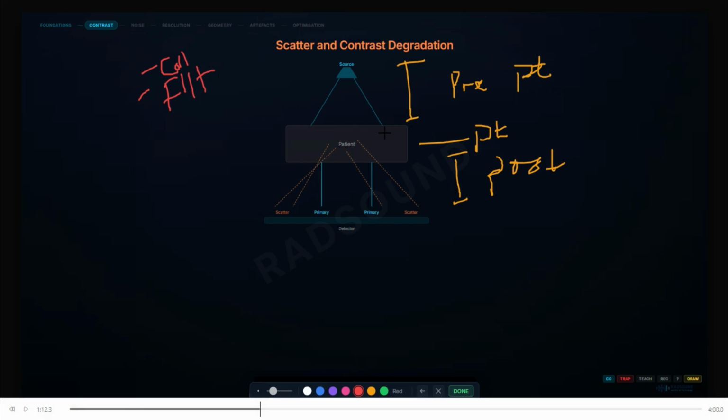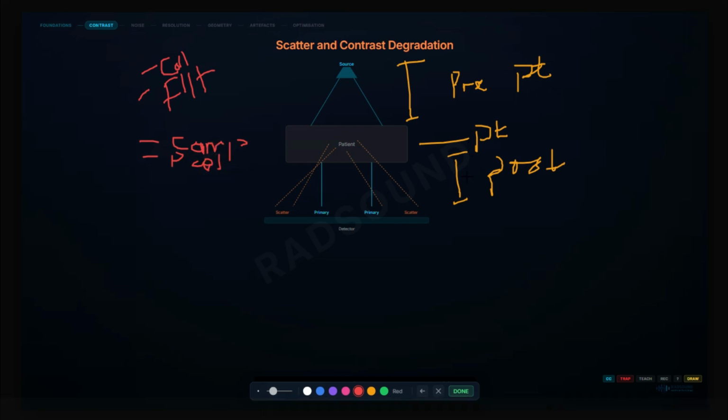So now the photons reach the patient. What are we doing to minimize the scatter? Sometimes we use compression, especially in the breast, and proper positioning of the patient. And now, post-patient, we still have scatter. What shall we do now?